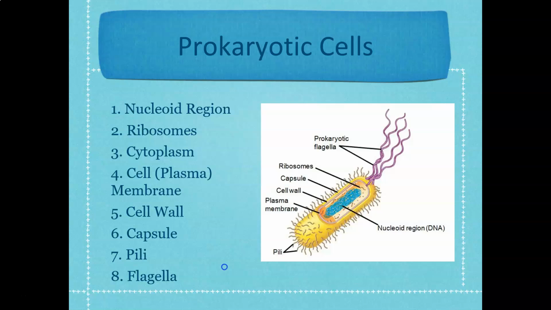So if we take a look at our prokaryotic cell, again, there's not a whole lot of internal structure going on here. They have some basic components. Your nucleoid region sits there in the center, and that's going to be the housing for your genetic information, your DNA. They do have ribosomes.